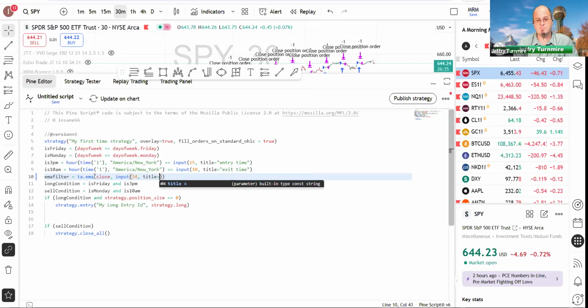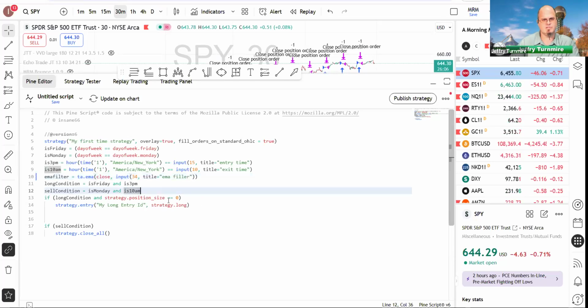That way, if we make it a variable, we didn't make variables on Wednesday, but if we make it a variable, we can actually change this and test it. So if we had made variables out of these on Wednesday, we could have actually changed them without having to change the code. That's the advantage here. And we can just call it EMA filter, so we know what this is. It's trying to help me call it something.